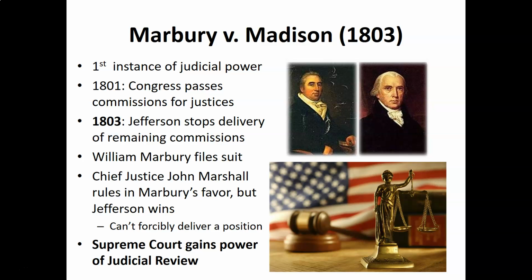So basically, in 1801, Congress passes commissions for certain justices. So who's going to become justices of the Supreme Court? Well, in 1803, before these are completely handed out, Thomas Jefferson, our president, stops the delivery of the remaining ones. Well, William Marbury, who was slotted to get one of these justiceships, files suit against the federal government. And our Chief Justice, John Marshall, actually ended up ruling in William Marbury's favor, but Thomas Jefferson actually wins under the idea that you can't forcibly deliver a position.